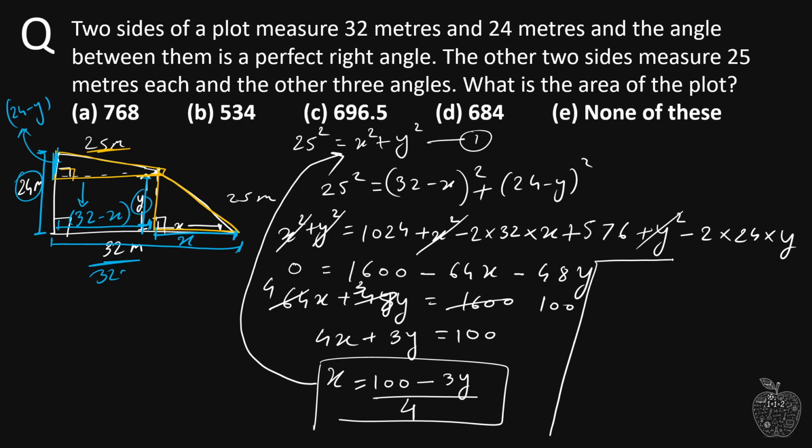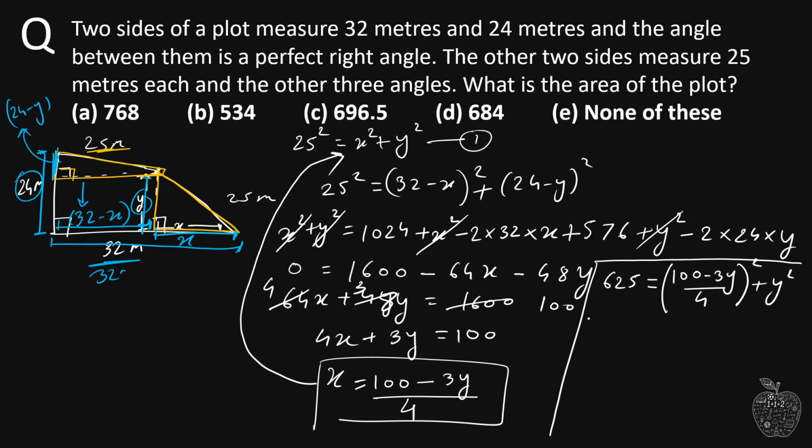So we have 25 square. 25 square is 625, which equals x square, that is (100 minus 3y upon 4) square. So let's write it down: 625 equals (100 minus 3y) over 4 whole square plus y square.